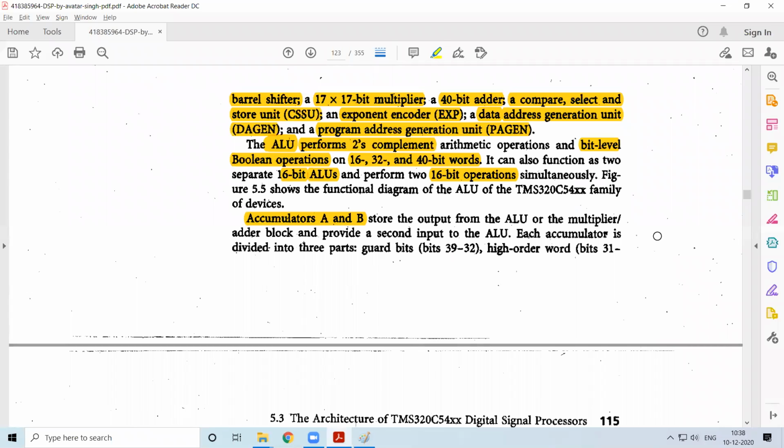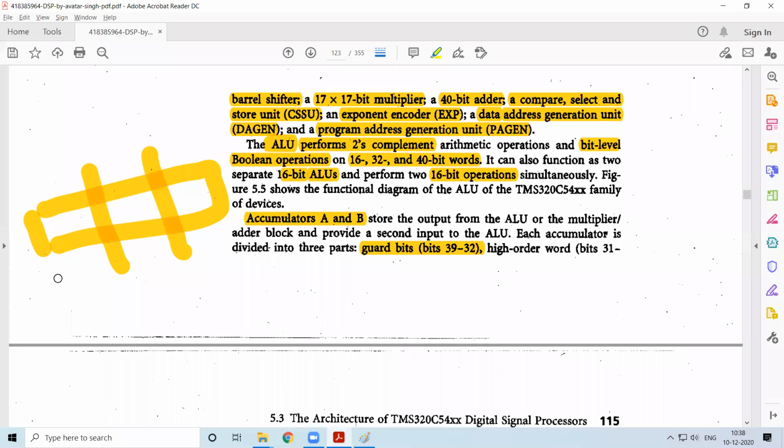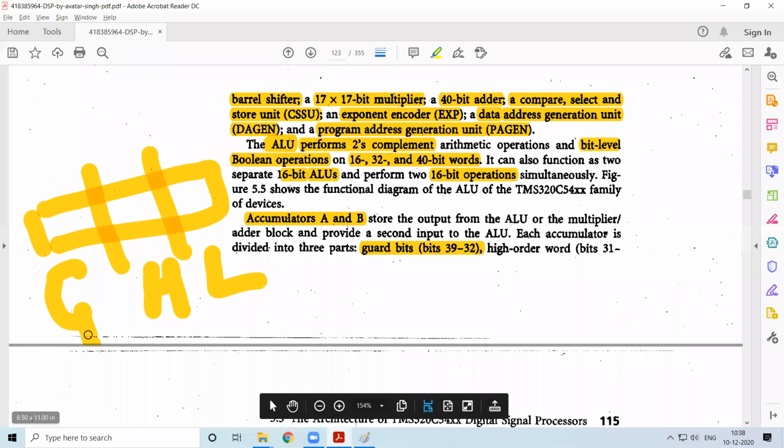So next, what are the guard bits and what are the higher order and lower order bits in the accumulators? Here the accumulator is divided into three parts, whether it is A or B, all are divided into three parts. The first one is pertaining to the guard bits, the next one to the higher order bits, and the last one to the lower order bits. It is basically 32 bits, and 8 bits are extra for guard bits.